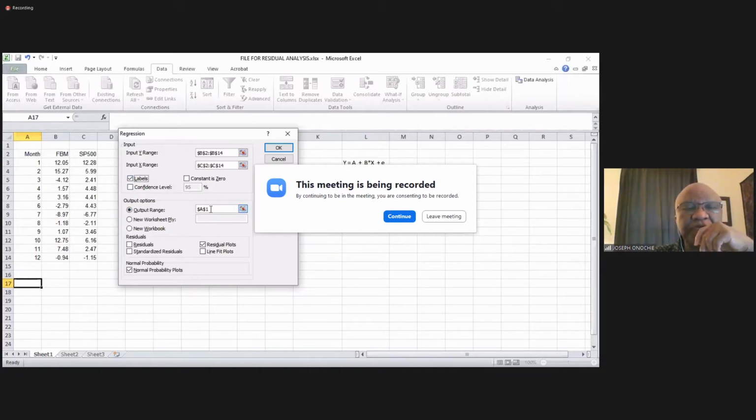I want the output to be somewhere here. I haven't shown where the output would be yet. Okay, so I want the output to be where? On A17. So I click A17 below. And then I want residuals, okay? So I want to collect the residuals. I don't want any fancy stuff. I just want to collect the residuals.